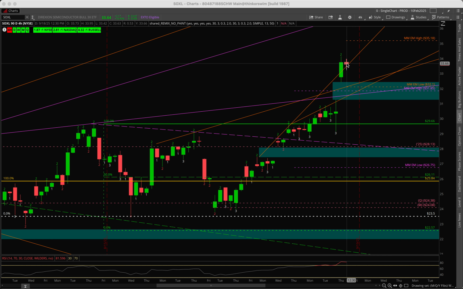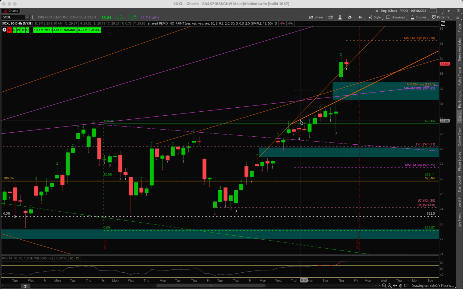The close being a 1 or an inside candle, even though it's red, I still look at that as somewhat bullish because it closed in the upper half of the first 4 hour candle. So not the most bullish thing in the world, but I don't see that as being bearish.